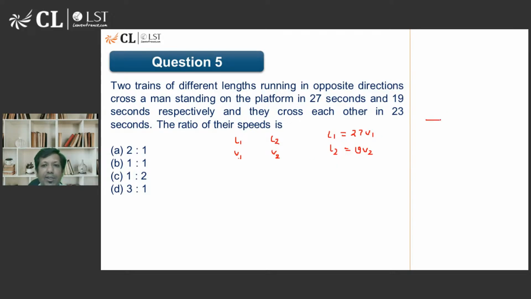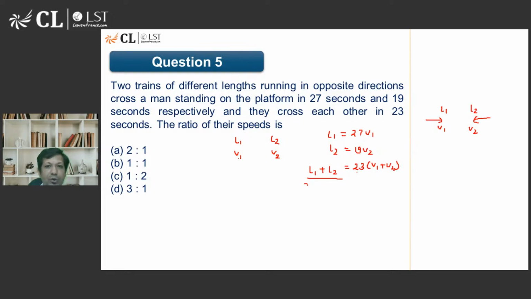Now, one train is going like this, the second train is going like this. So when the two trains are crossing each other, it means they are crossing L1 plus L2. So L1 plus L2 is equal to 23 times, basically total distance is this. Total time is 23 seconds, and in the opposite direction, their speeds are going to be V1 plus V2. So that's what we got.